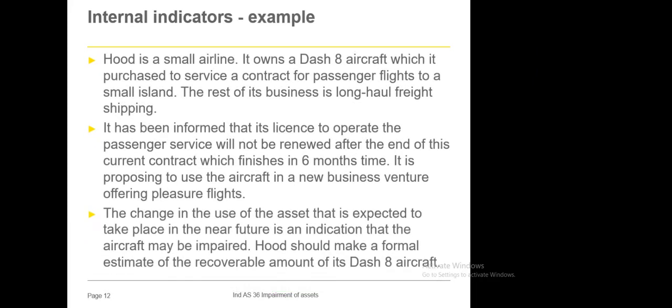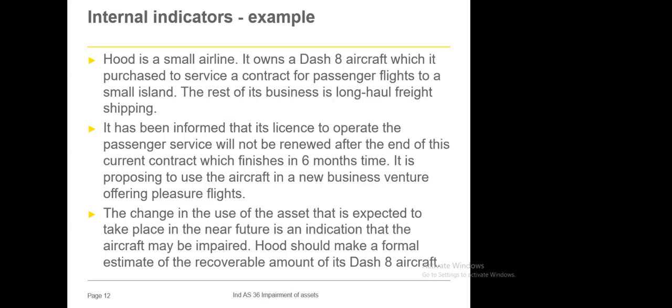Let's take an example on this. Hood is a small airline. It owns Dash aircraft, which it purchased to service a contract for passenger flights to a small island. The rest of its business is long-haul freight shipping. It has been informed that its license to operate the passenger service will not be renewed after the end of this current contract, which finishes in 6 months' time. It is proposing to use the aircraft in a new business venture offering pleasure flights.